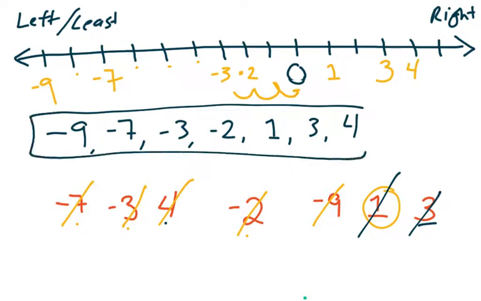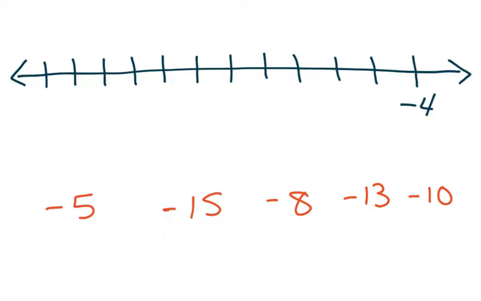You want to be really careful when you read a question, because some of them will say left to right or least to greatest, and some of them will say greatest to least. Let's try one of those. If it asks you to list them greatest to least, first I'm going to use a number line to help me put them all in order.